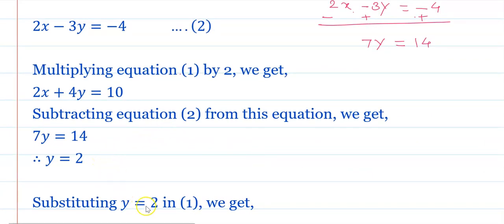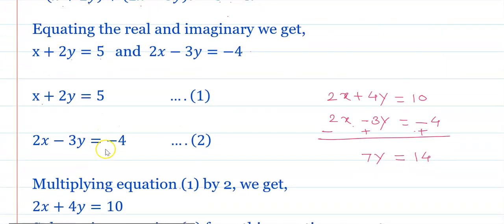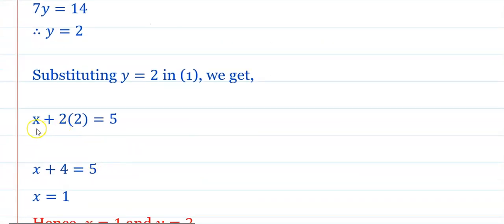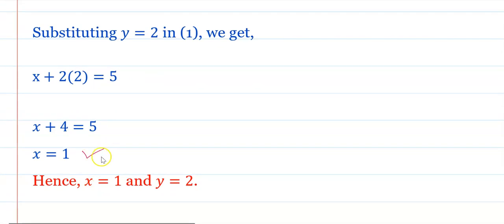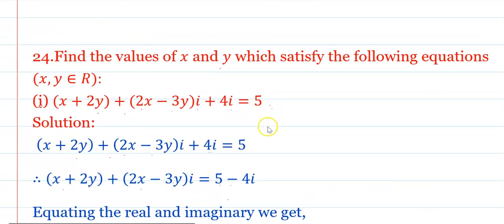Put y equal to 2 in any equation. Equation 1: x plus 2y is equal to 5. x plus 2 into 2 is equal to 5. 2 into 2, 4. x plus 4 is equal to 5. And hence, x is equal to 1. Therefore, x is equal to 1 and y is equal to 2. Okay. These are the values for x and y for this expression.